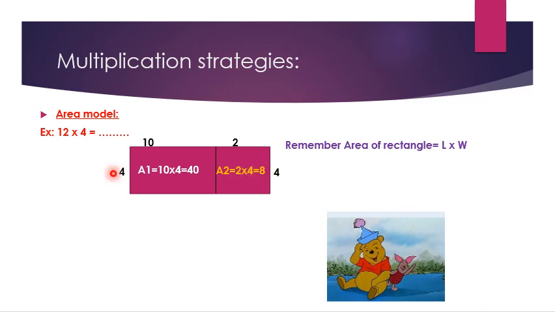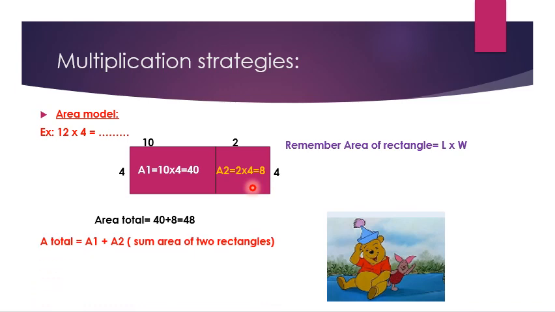Great job. How can I get the total area of this rectangle? I will add the two areas together. I will add area 1 plus area 2 to get the total area. So the total area will be 40 plus 8, which is 48. So again, in the area model, to get the total area, I have to get the area of the first rectangle and the area of the second rectangle, then add them together.